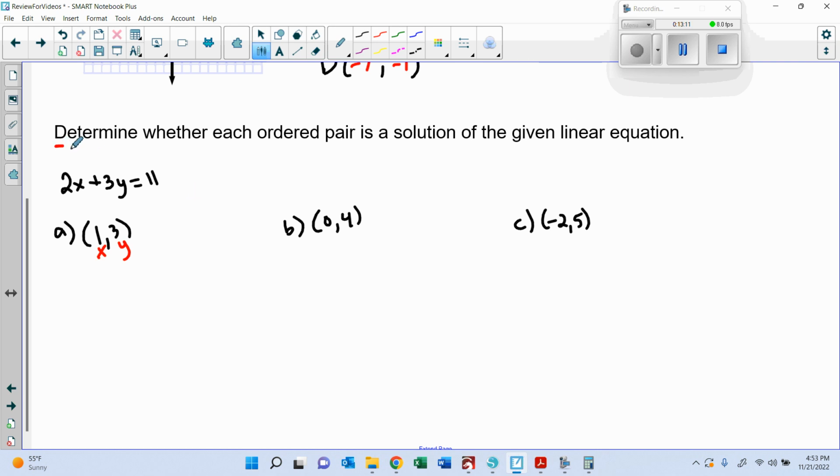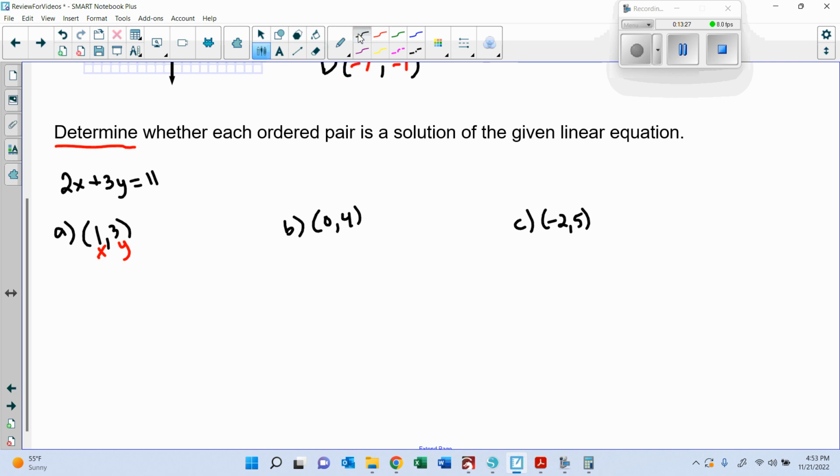Anytime something says determine, remember you're going to have to show some work. So you also can't determine something by just writing yes or no next to it. That's not determining anything. You have to show how you decided that worked.